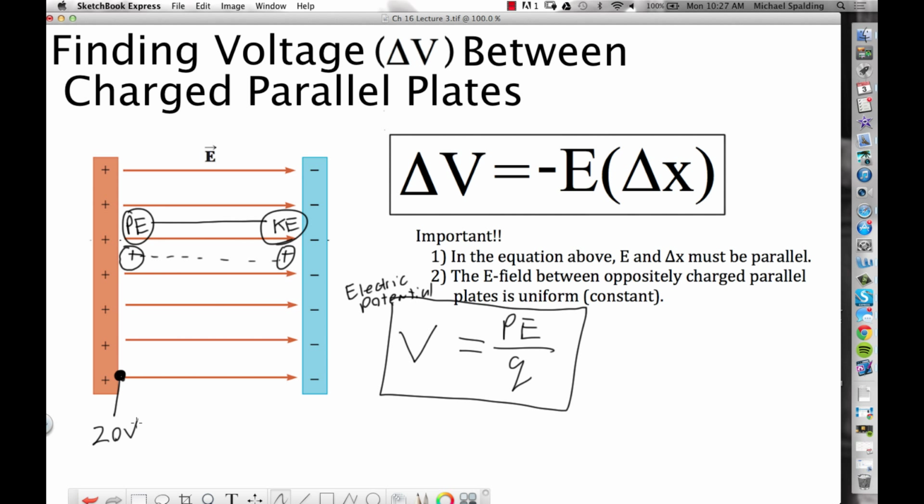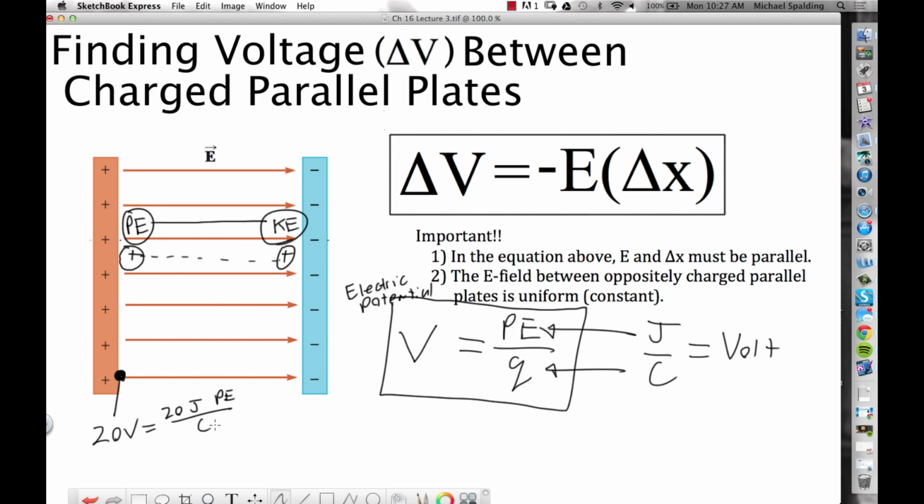So what is that telling you? Well, what is a volt? Oh, what is a volt? I didn't mention that yet. What do we measure energy in? Joules. What do we measure charge in? Coulomb. A joule per coulomb is referred to as a volt. So what would 20 volts be? That would be 20 joules of what? Potential energy per coulomb. Okay?